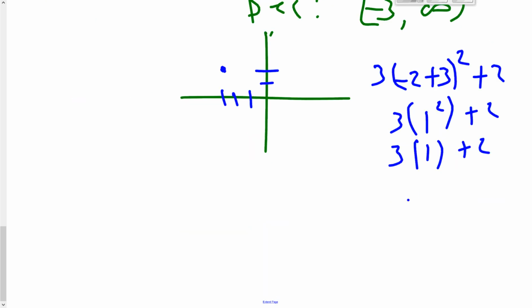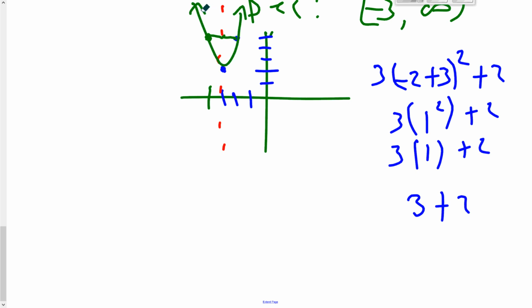So 3 times 1 is 3, 3 plus 2 is 5. So we're going to go at negative 2, we're going to go up 5. So 3, 4, 5. So over 2, up 5. And then we use the axis of symmetry. We fold it over that line. So I'm 1 away from the axis there, so I'm going to go 1 this way and complete same height, and then complete my U.